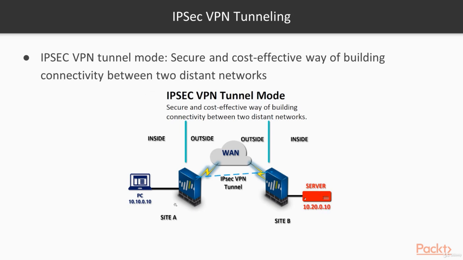We have that facing on the inside, and on the outside, we have reachability between those two sites via the internet. So we are going to use the internet to establish an IPSec VPN tunnel, configure the required authentication and encryption settings, and allow communication from this site to this site.